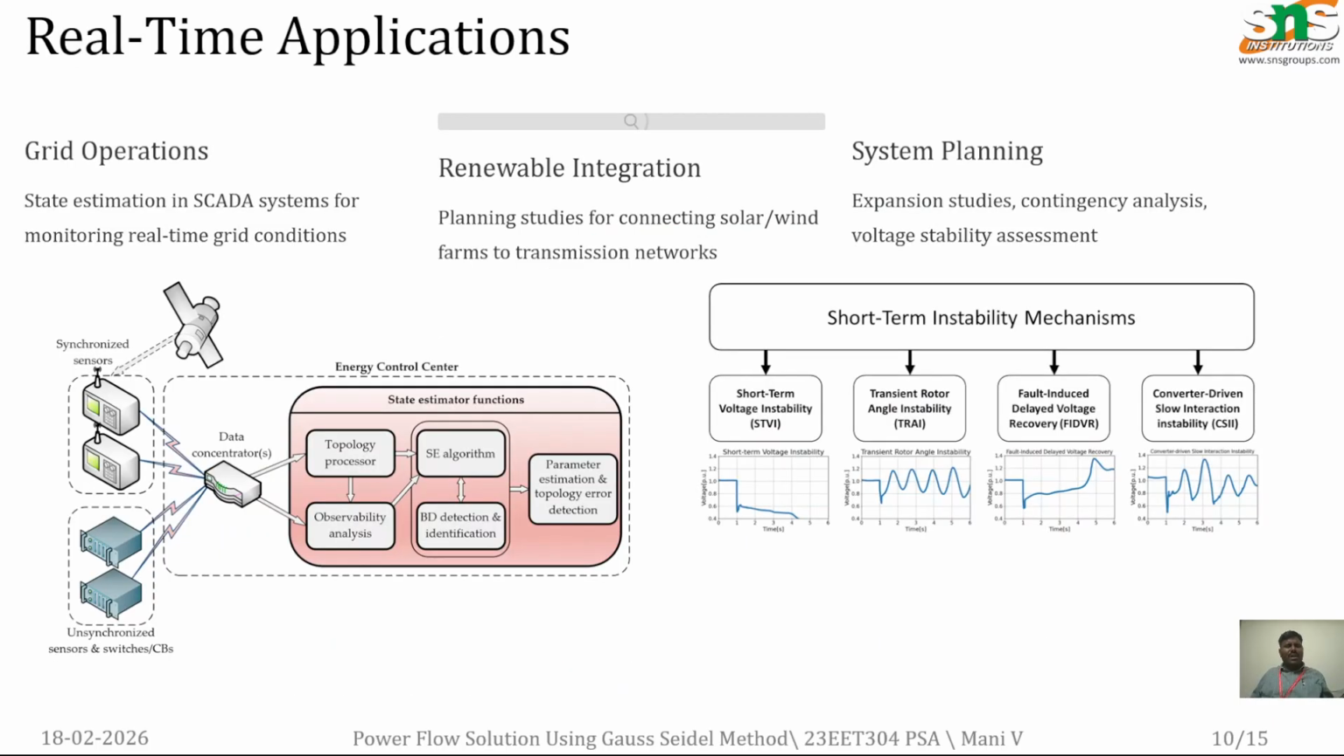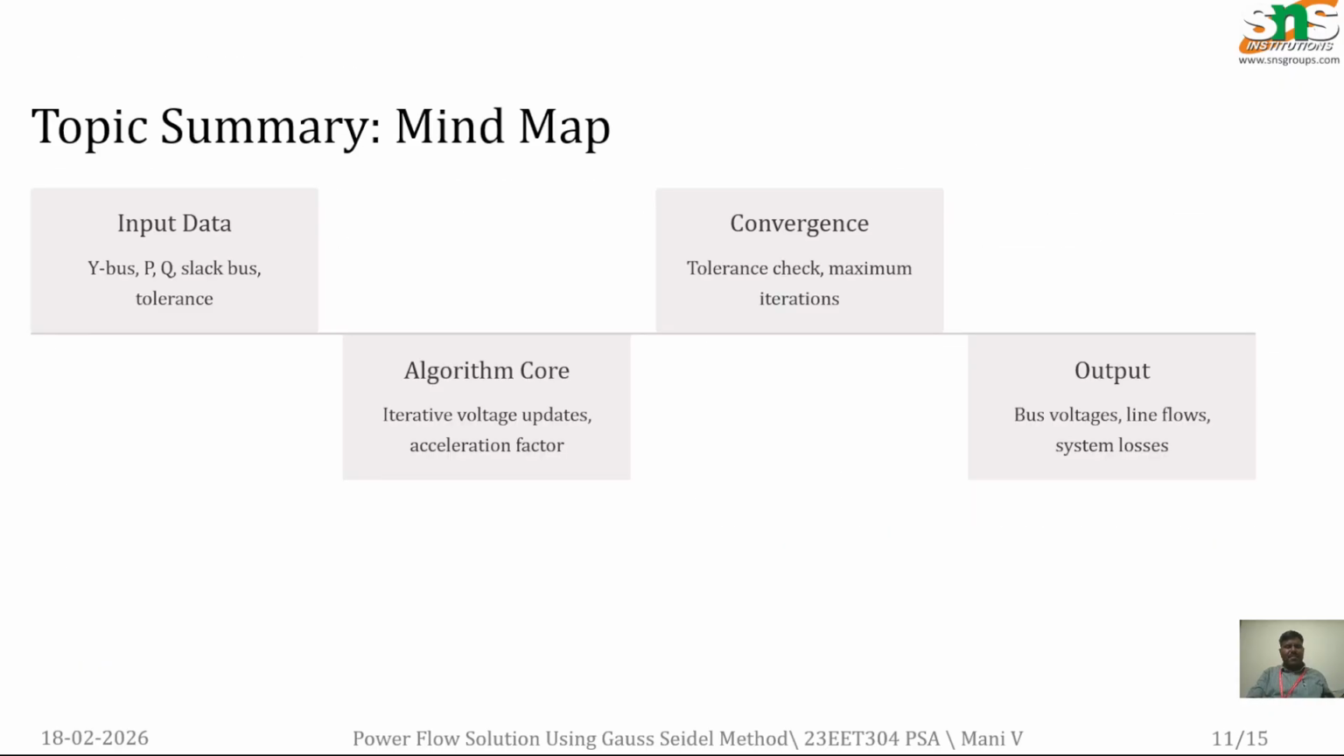These are a few real-time applications which can be used for grid operation, like the supervisory SCADA and data acquisition system, and for renewable integration like solar and wind, which can be synchronized with the power grid. It may also be required in future expansion and for system planning, whether short-term or long-term planning.